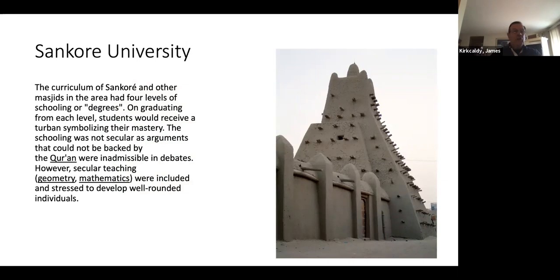Now, the Quran, of course, is the holy book of Muslims, of Islam. And so this was an Islamic university. I think it's kind of cool. Look at, they say, however, secular teaching, which means non-religious, such as they taught things like geometry and mathematics, and it also stressed to develop a well-rounded individual. That's why you're taking history, by the way. I'm sure many of you are not going to be history majors, but we want you to be well-rounded, well-educated, and have a collective memory of your past and how that influences your life today, okay?